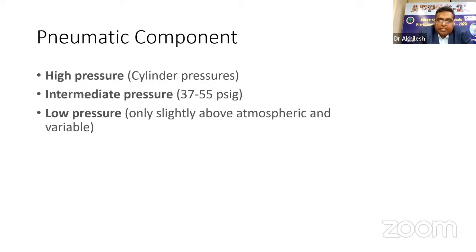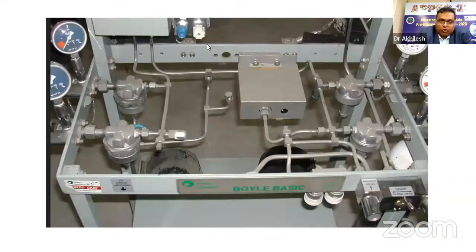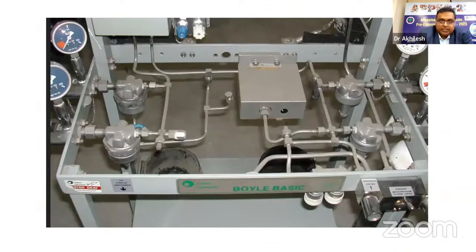So coming on to the high pressure area, it's cylinder pressures. We'll talk about it. This is a small schematic diagram of how the machine looks. There are oxygen cylinders, nitrous oxide cylinders, pressure regulator, fail safety valve, oxygen supply failure alarm, flow meters. I'll be taking this picture again after I complete my talk. And again, this is the Boyle's machine and all those things you can see in this machine. So we'll again be discussing it after the end of my talk.